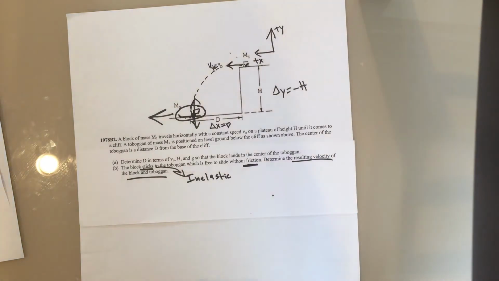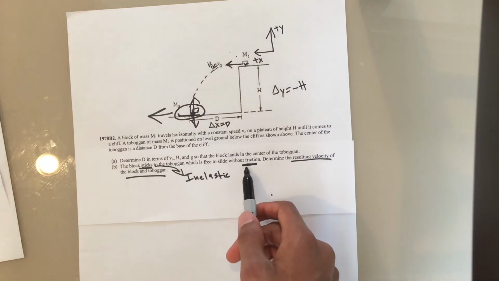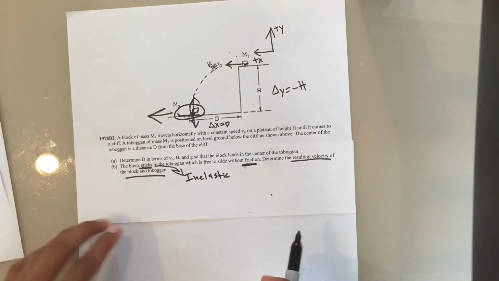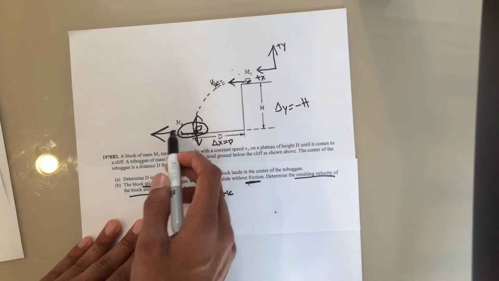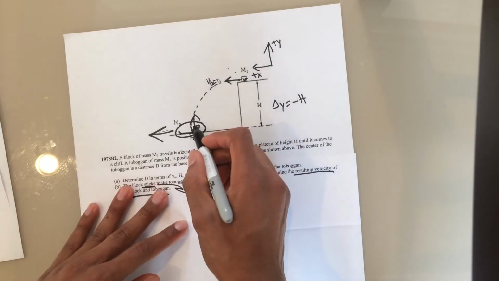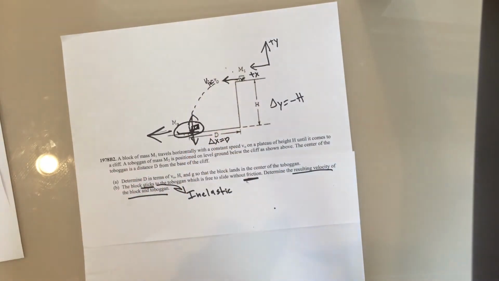And it also says that the block is free to slide without friction, so there's no frictional force. And we're trying to find the resulting velocity of the block and toboggan, so they would be moving together in the left direction. Before we do this, we want to define what our system is before doing any momentum conservation problems. So we have this toboggan, and then we have a block over here right before it hits it, right?